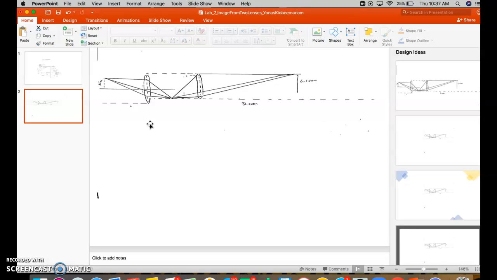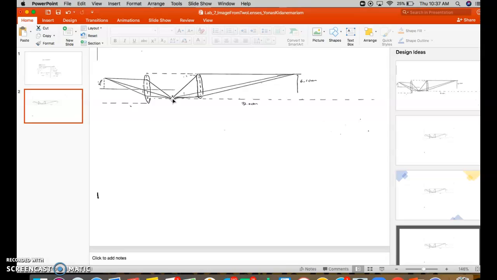S1 creates an inverted real image between lens 1 and 2 with a height of about 1.72. The one I calculated was about 1.7, which is relatively close. This image then becomes the object that's going to emit rays through lens number 2.